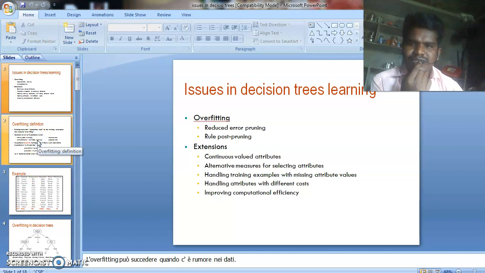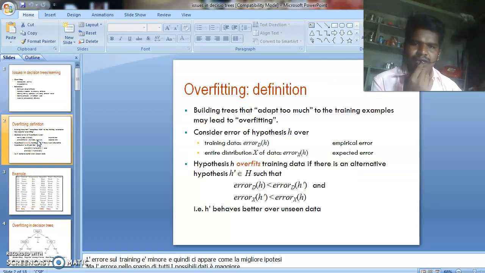Next is the formal definition of overfitting. Constructing a decision tree that adapts too much to the training examples may lead to overfitting. Consider the hypothesis, represented as a small h. In our data set we have 14 training examples, which are represented as the capital D.